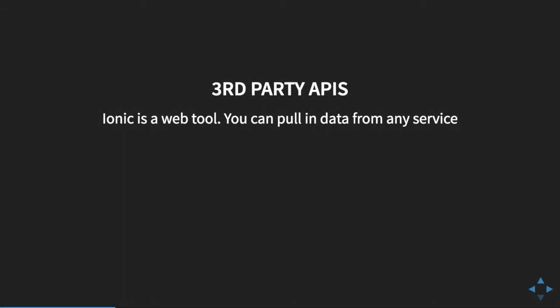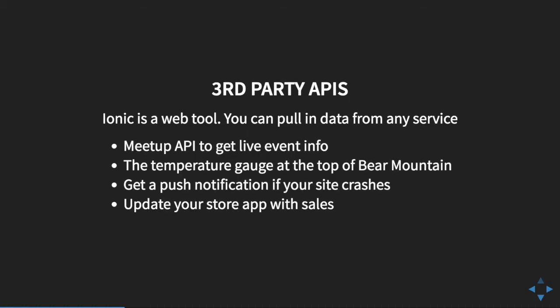So another tool we can use is third-party APIs. Because Ionic is a web tool, we get access to normal web things that we're used to using on our production sites today. So, for example, tonight we're going to use Meetup's API to pull in live data from Meetup to fill up our apps with code and content.